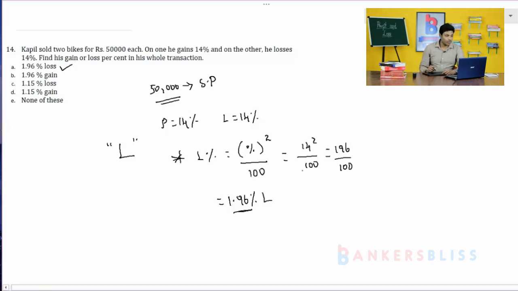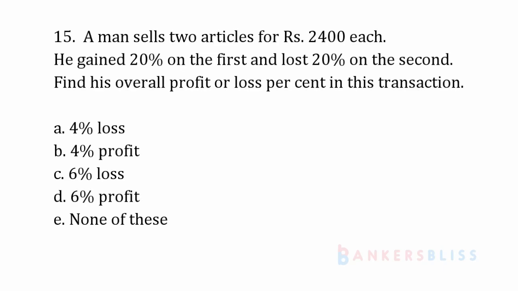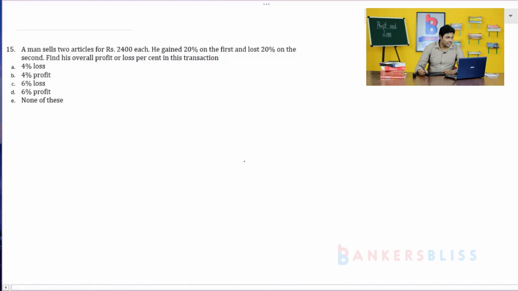Let's go to the next problem, problem number 15. A man sells 2 articles at 2,400 each. Again they have given selling price. He gained 20% on the first and lost 20% on the second. Find his overall profit or loss percentage in the transaction. See here, have they given cost price? No, they have given selling price. Selling price is rupees 2,400.